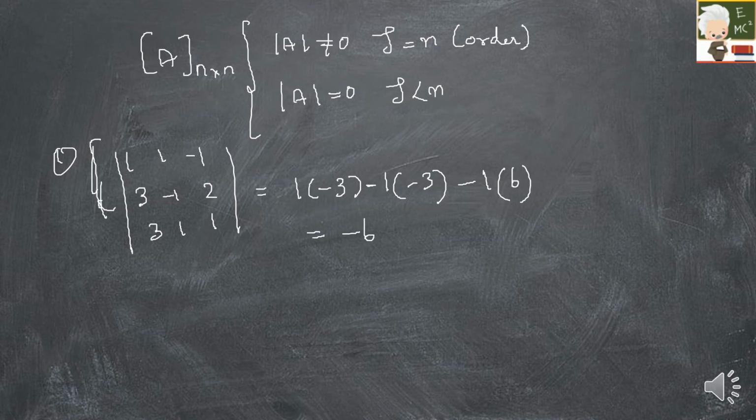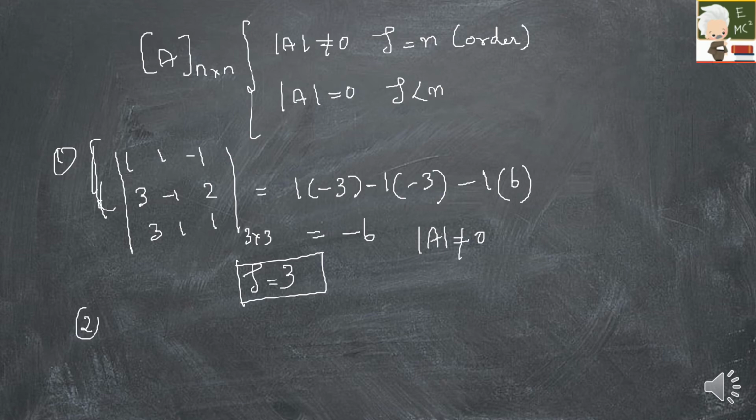So here the determinant of this matrix is not equal to 0. Then your rank is equal to the order. What is the order of this matrix? It is 3 cross 3. So your rank is 3. Hope you got this. Let me take one more example.